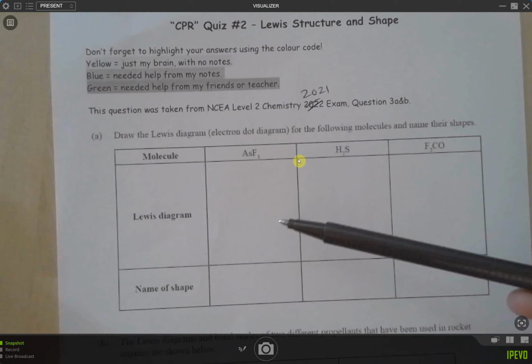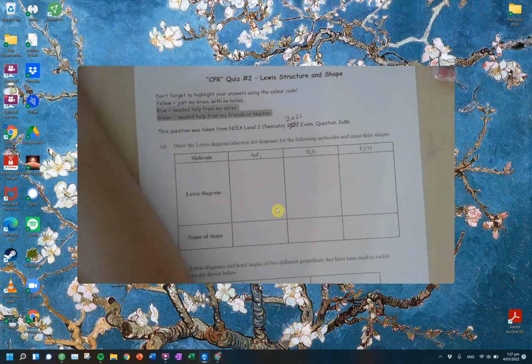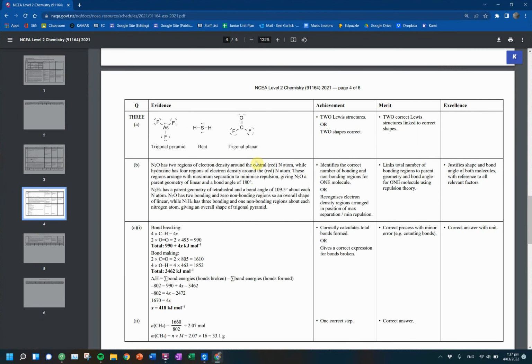This first one here is just about Lewis structures, drawing them, and then naming the shape. I won't go through the process of actually drawing and naming it because I don't think there's a huge benefit for me to do that because it is on the marking schedule. So hopefully you got those ones right. If not, send me a message and I'm happy to make a video explaining how to do any of those molecules. Basically though, this one did go up to a merit level, and it's just a matter of how many shapes and Lewis structures you got correct.